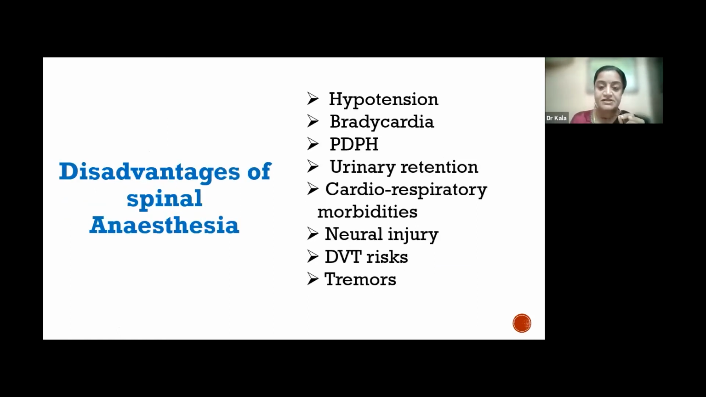What are the disadvantages? Hypotension. There can be a severe fall in the BP. There can be bradycardia if the cardioaccelerator fibers are involved. There can be PDPH, which can be troublesome. Urinary retention does not allow the patient to be discharged on the same day. Cardiorespiratory morbidities can cause a lot of problems and cardiovascular collapse. Neural injury can occur. There are chances of deep vein thrombosis and tremors. All these are against the ERAS protocol again.